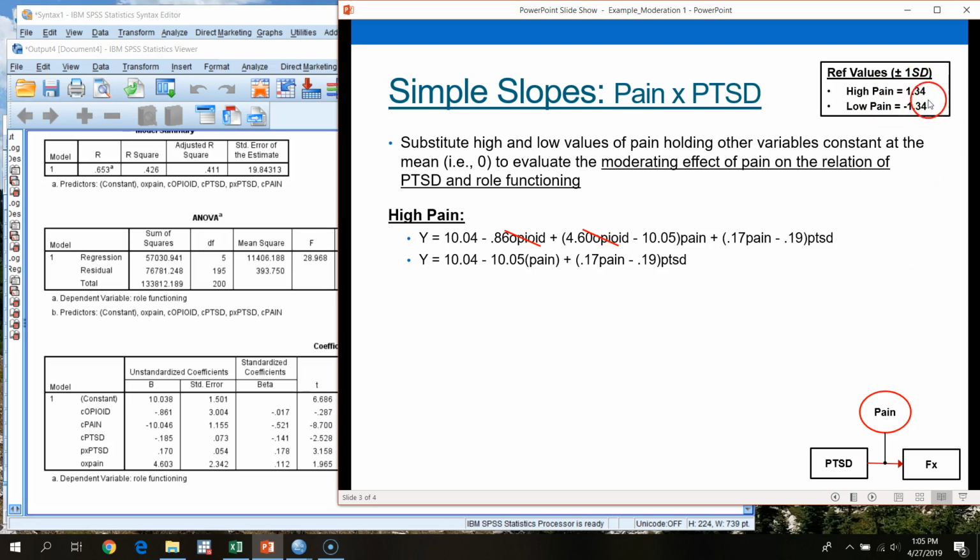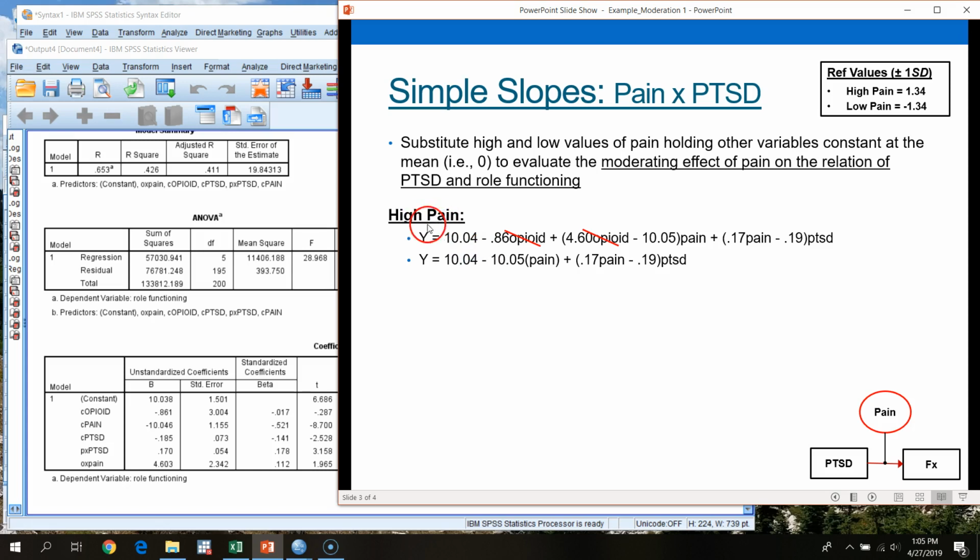So based on our data, we know that, again, our high and low levels, we typically model these as corresponding to a standard deviation above and a standard deviation below. If I know that my pain variable has a standard deviation of plus or minus 1.34, that's because this variable is centered. High values, or a standard deviation above the mean, are going to correspond to pain values of 1.34. Values below the mean, negative 1.34.